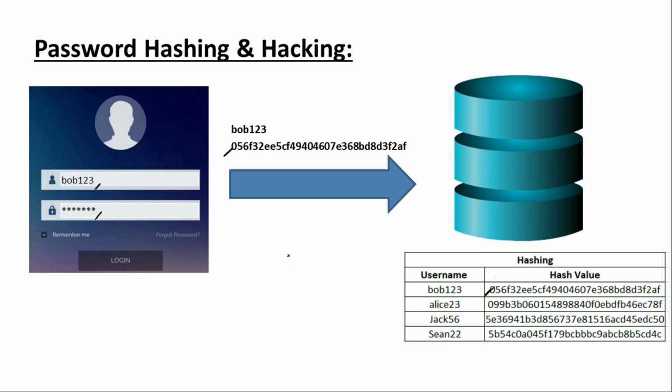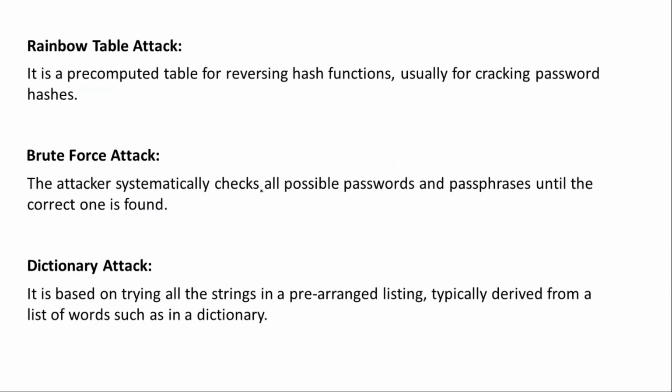All the big e-commerce, banking and social media websites do not store your password in plain text, they store the hash value of your password. Still, your password gets compromised and hacked by hackers. When a hacker gets into a database, these are the three common attacks they use to get the password from its hash value. The first one is rainbow table.